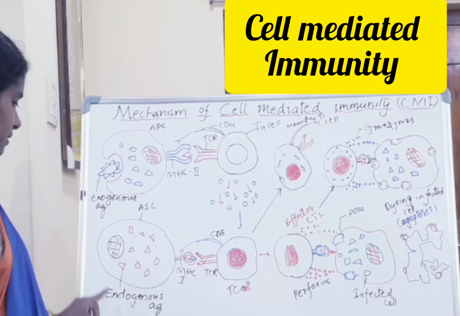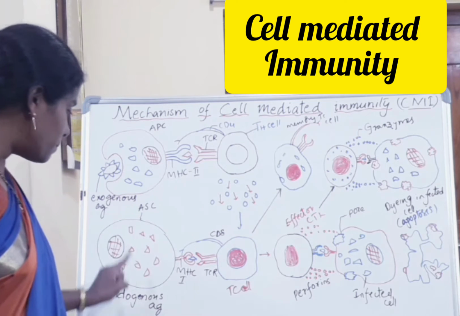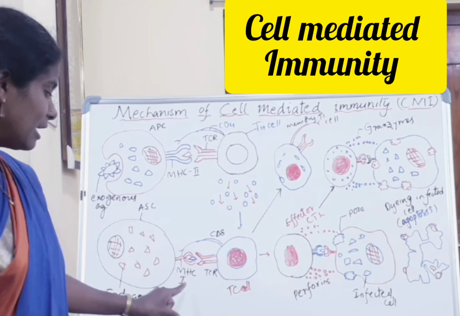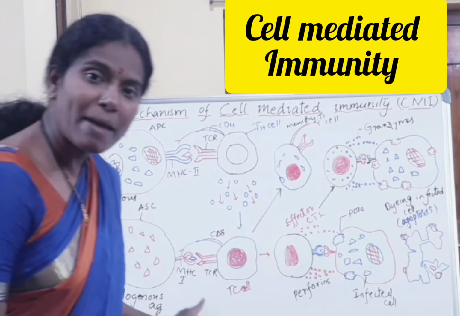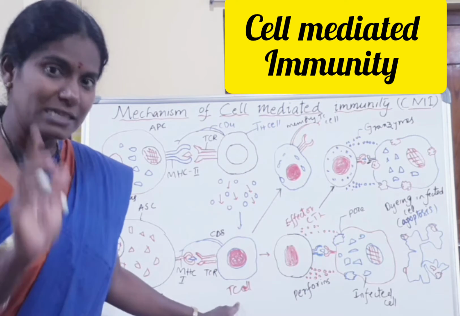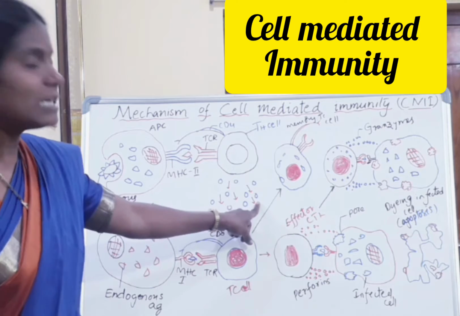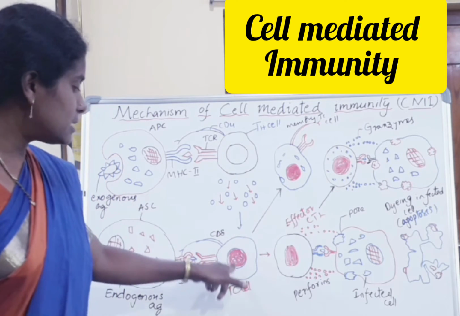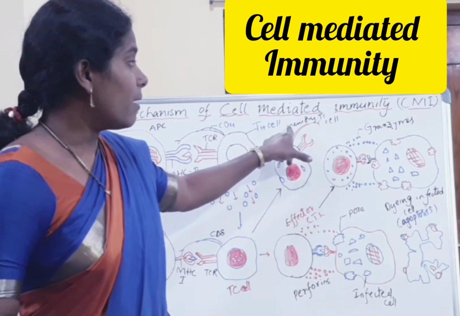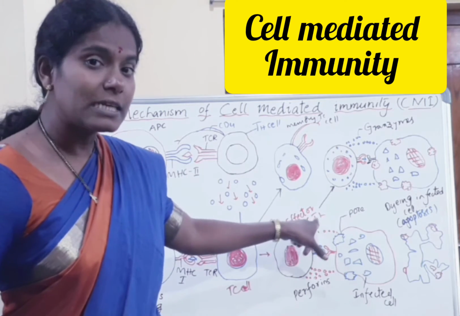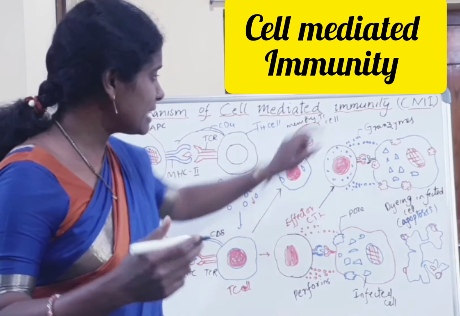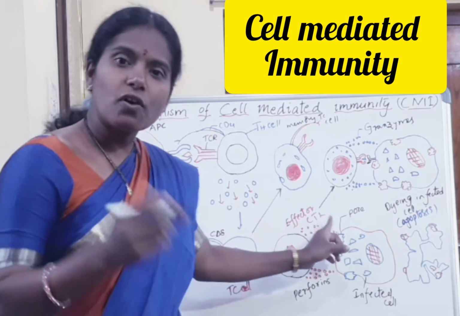Here the endogenous antigens are processed and displayed by altered self cells with the help of major histocompatibility complex 1 type. Then that is going to be recognized by T cytotoxic cells, and with the help of the interleukins, the TC cells, the T cytotoxic cells, release effector cells, memory T cells as well as cytotoxic T lymphocytes.